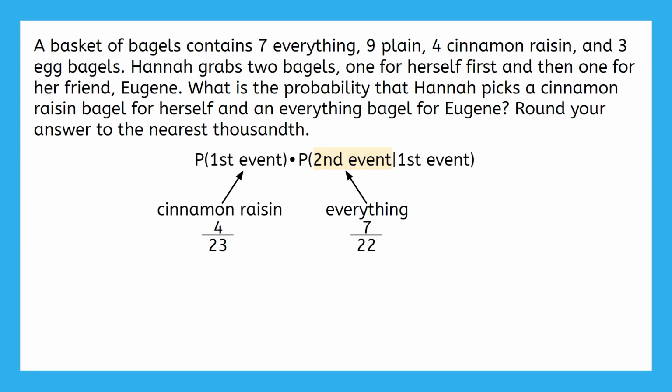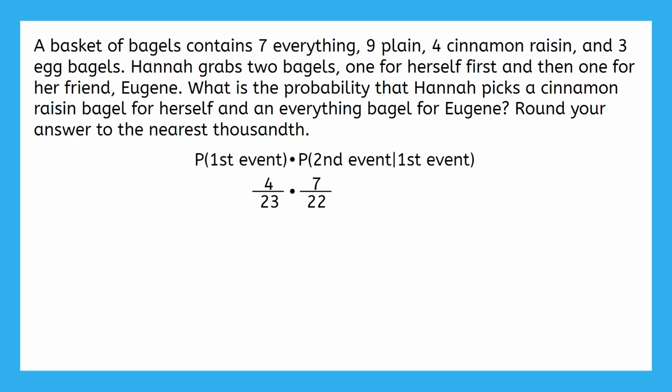Now that we have both probabilities, it's time to use a calculator to multiply them together. Go ahead and try this now. Your calculator should have given you this, which rounded to the nearest thousandth place makes 0.055.